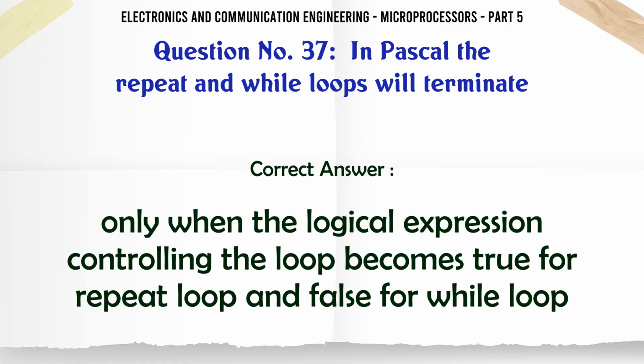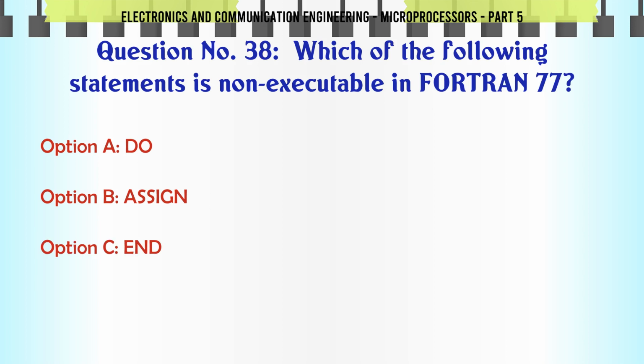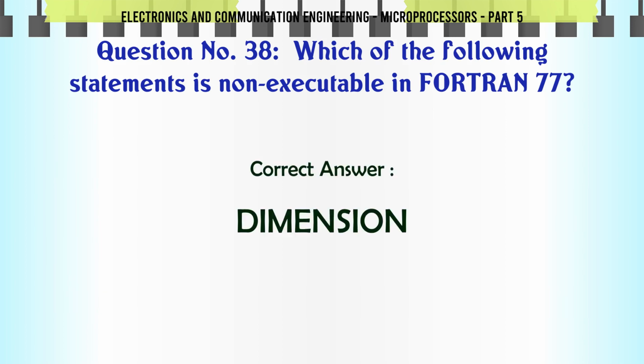Which of the following statements is non-executable in FORTRAN 77? A. DO, B. ASSIGN, C. END, D. DIMENSION. The correct answer is dimension.